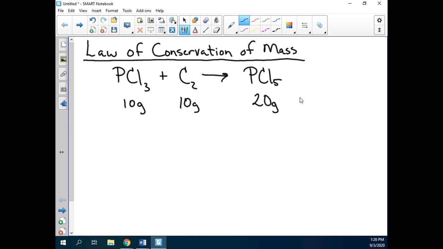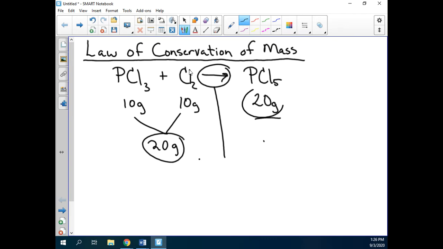If you have 10 grams of PCl3, and then you have 10 grams of Cl2, then if this here together equals 20, it must also be 20 on this side. So here's our arrow, okay? On both sides of the arrow, the mass has to be the same, even if you have to add them together to make it the same. So the way the law of conservation of mass applies to a chemical reaction is basically that the mass should be equal on both sides.